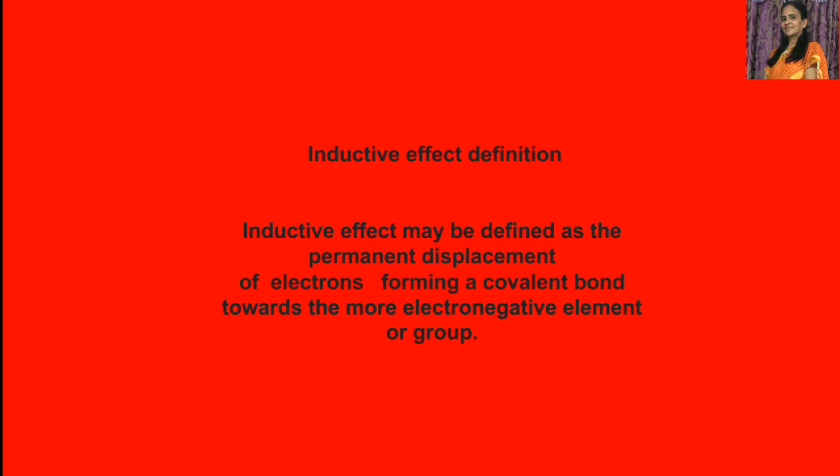Inductive effect is the permanent displacement of electrons forming a covalent bond, that is a sigma bond, towards the more electronegative element or group. So, inductive effect is a permanent effect in which sigma bonded electrons are involved, where the sigma bonded electrons are permanently displaced towards the more electronegative atom. This is known as inductive effect.